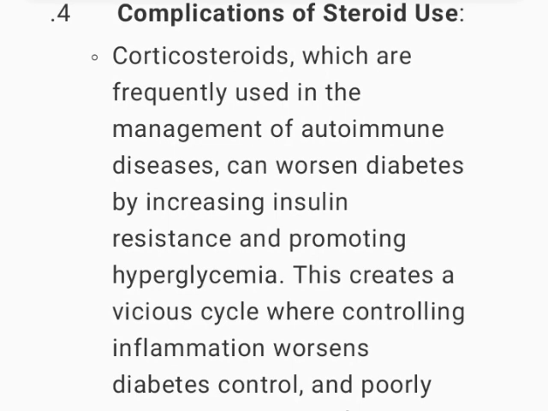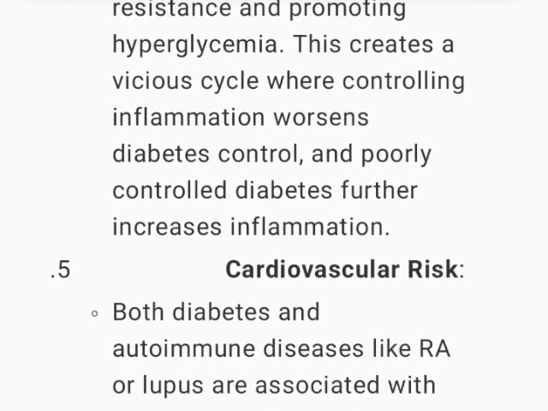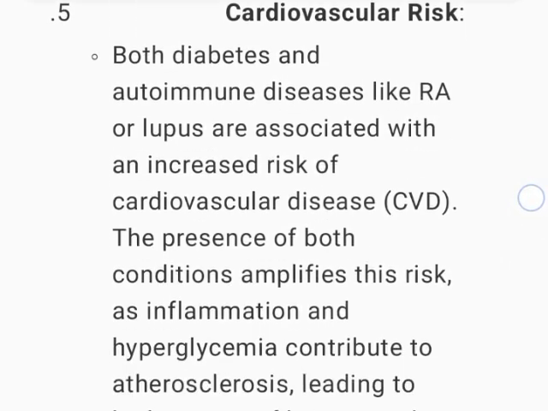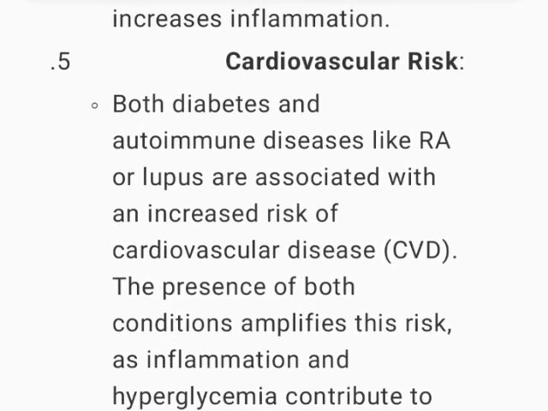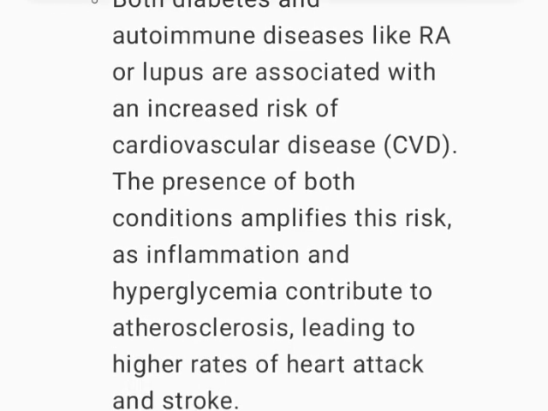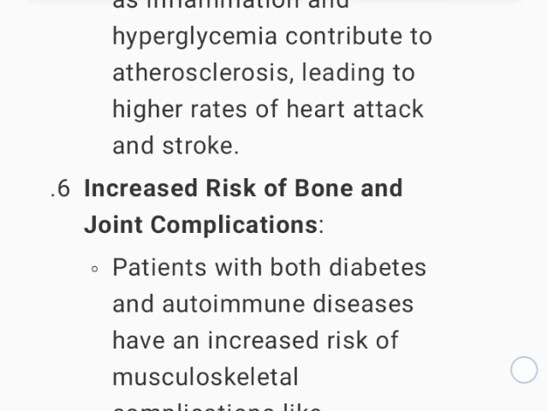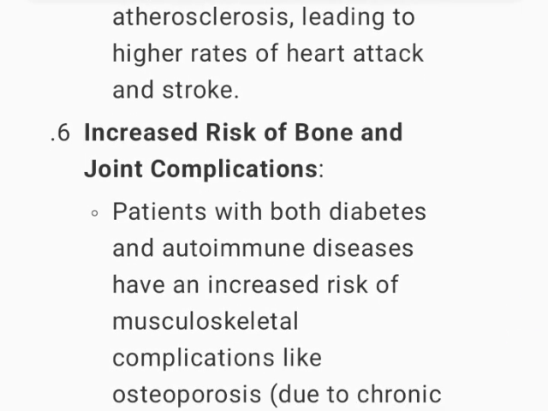Corticosteroids, which are frequently used in the management of autoimmune diseases, can worsen diabetes by increasing insulin resistance and promoting hyperglycemia. This creates a vicious cycle where controlling inflammation worsens diabetes control, and poorly controlled diabetes further increases inflammation. 5. Cardiovascular risk. Both diabetes and autoimmune diseases like RA or lupus are associated with an increased risk of cardiovascular disease, CVD. The presence of both conditions amplifies this risk, as inflammation and hyperglycemia contribute to atherosclerosis, leading to higher rates of heart attack and stroke.